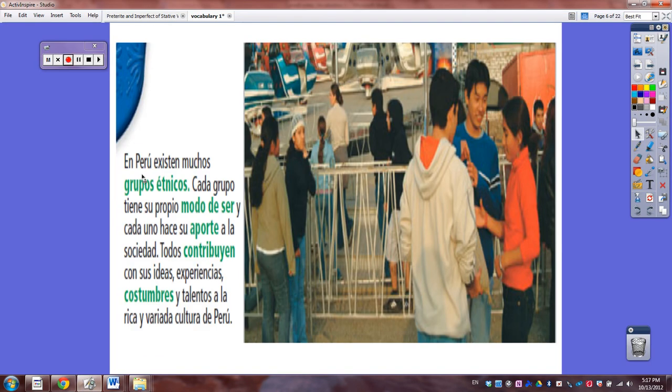But in Peru, there exist many ethnic groups. Each group has its own way of being, and each one makes a contribution to society. Everyone contributes their ideas, experiences, customs and talents to the rich and varied culture of Peru. So we want to make sure that when you go in, like when we said ethnic groups, you highlight that and way of being. And anything that's bolded on your paper, you want to make sure that you give me the translation of that highlighted. Yes, you need to translate the whole line, but I want those words in particular bolded because they are vocabulary words.